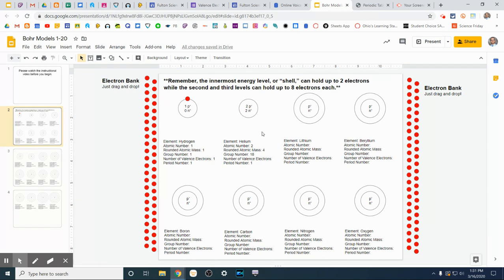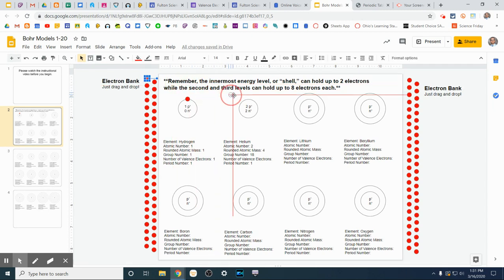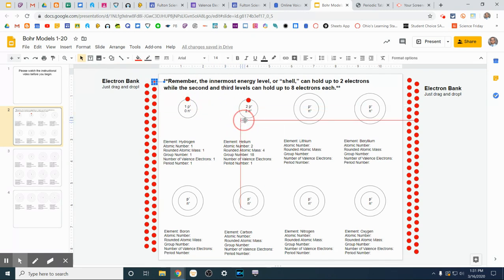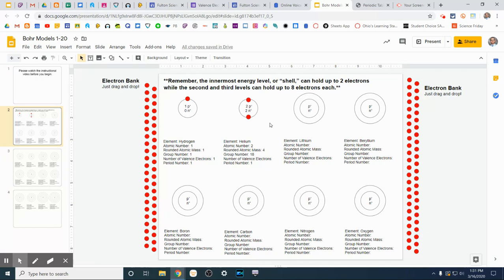Now I'm going to add my negative electrons simply by dragging these red dots from the side. You can see this is labeled your electron bank. I'm just going to put them into the shells. So for helium, because I have 2 positive protons, I'm going to need 2 negative electrons. There's 1, and now there's 2. And remember, that first shell can hold 2 electrons. It's got them, so we're done with this model.